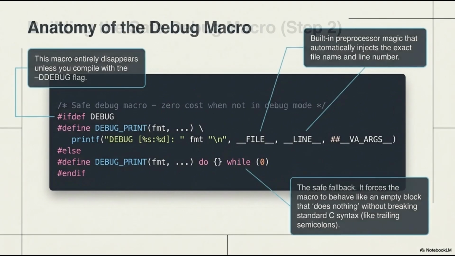In the active debug state, we're using some serious built-in preprocessor magic, __FILE__ and __LINE__. The robot automatically injects the exact file name and the exact line number where the macro is called. And look at that else block. The safe fallback is do while 0. I know, it looks like a glitch, right? But it's actually a brilliant hack. It forces the macro to behave like an empty block that literally just does nothing. But most importantly, it absorbs the trailing semicolon when you call the macro, meaning it won't break your standard C syntax. And remember, this macro entirely disappears from your code unless you compile with that -DDEBUG flag.